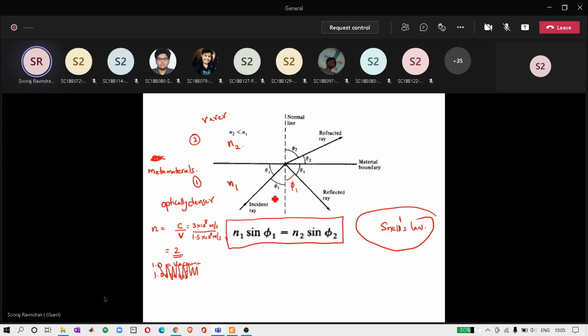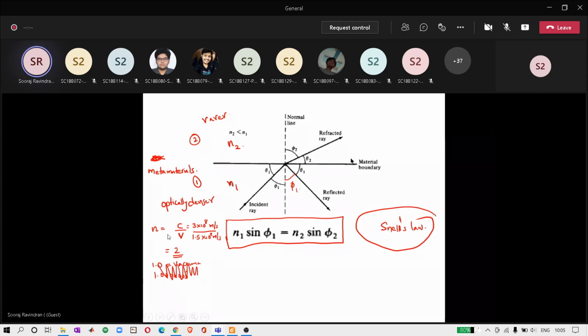Another thing is, usually when you write the refractive index, we write only a positive number. So you might expect that refractive index is always a positive one. In fact, when you write a refractive index, you write only real quantities. So 2 is a real number. So you write only real quantities.